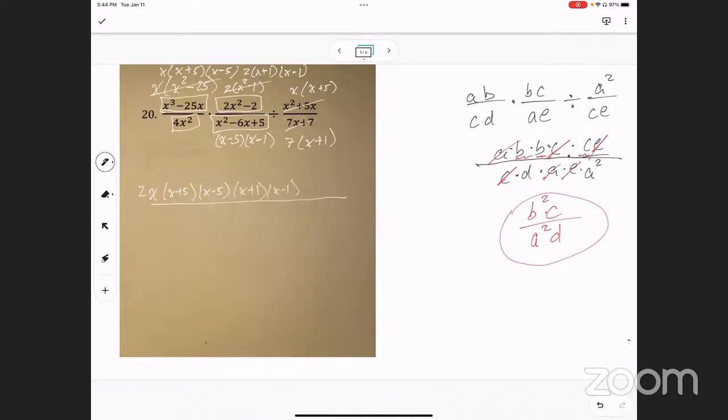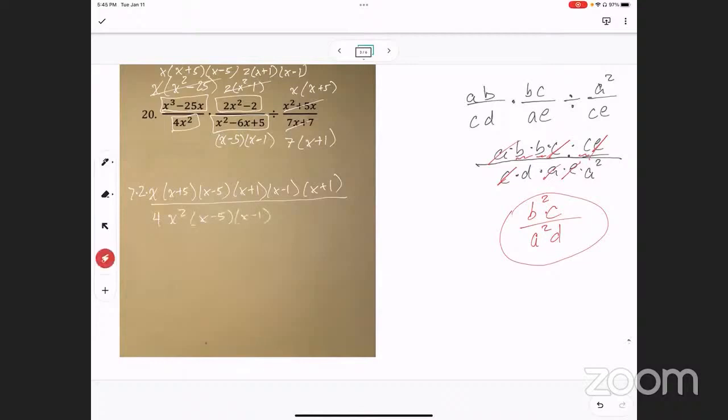And then these are going to jump to the top. I'm going to have a 7, so I'll put that in the front. I like the numbers in the front. 7 times 2, and I'm going to have an x plus 1. So those are all the numbers, all the factors that are on the top. Now the factors on the bottom, I have a 4 x squared. I have an x minus 5 and an x minus 1.